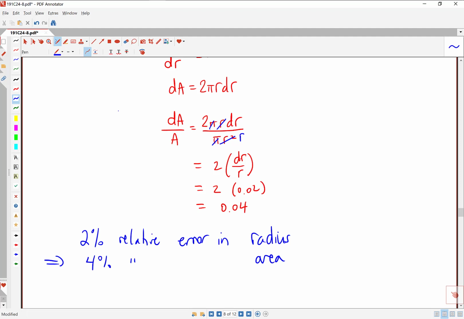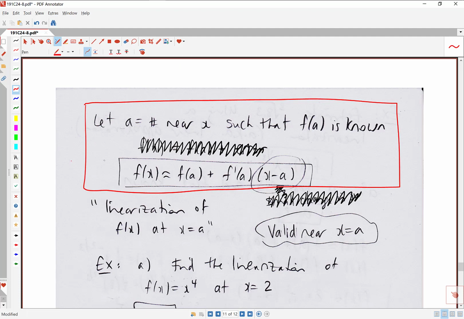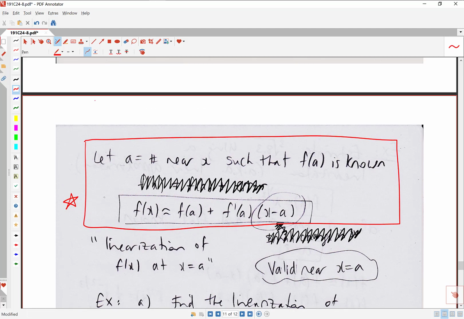So we said in this video we're going to look at 2 different topics. The first one was called differentials, so we've covered that. And the second related topic is called linear approximation. So let's take a look at this formula here. I'm going to put a star beside it because we're going to use it in a couple of examples. So the statement says, let A be a number near x such that f of A is known. From there, we get this formula, which reads f of x is approximately f of A plus f prime of A times x minus A.